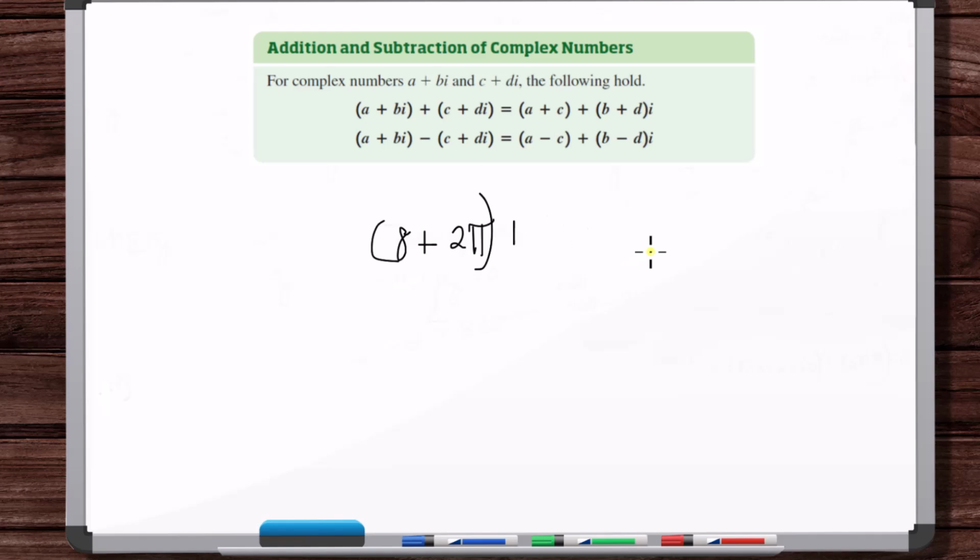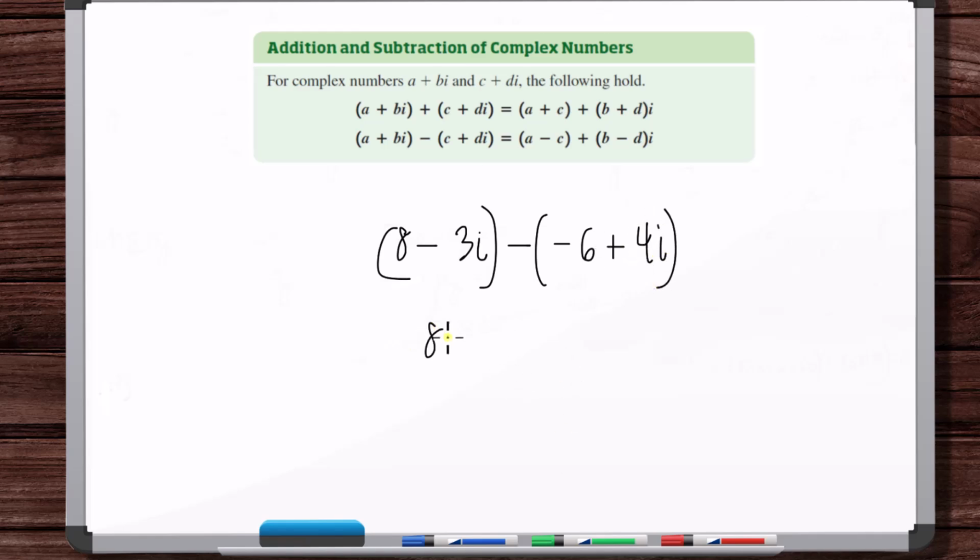And same with subtracting. If you had 8 minus 3i minus 6 plus 4i, well, okay, we know this is easy. Just distribute that minus.